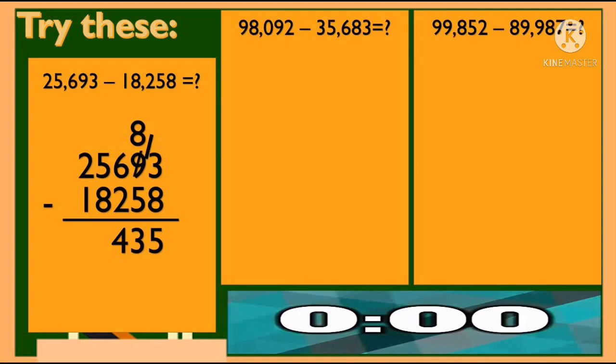Cannot. Therefore, we will borrow from the next place value, which is digit 2. So 2 will become 1, correct? How about 5? 5 will become 15. Good job. So what is now 15 minus 8? 15 minus 8 is 7.